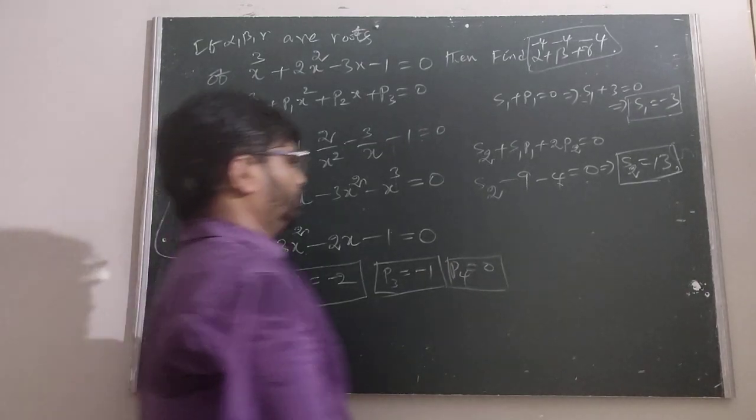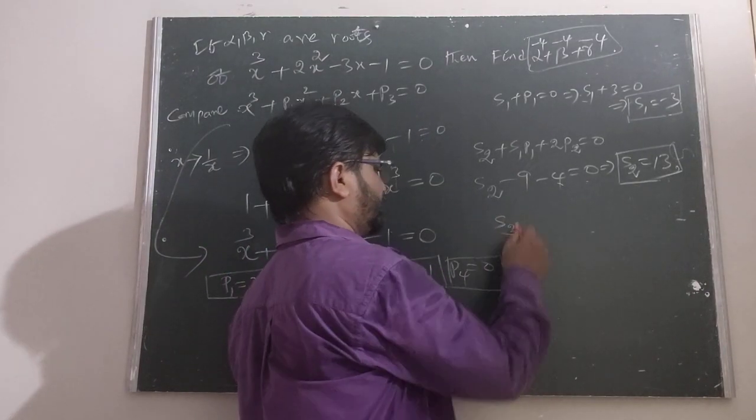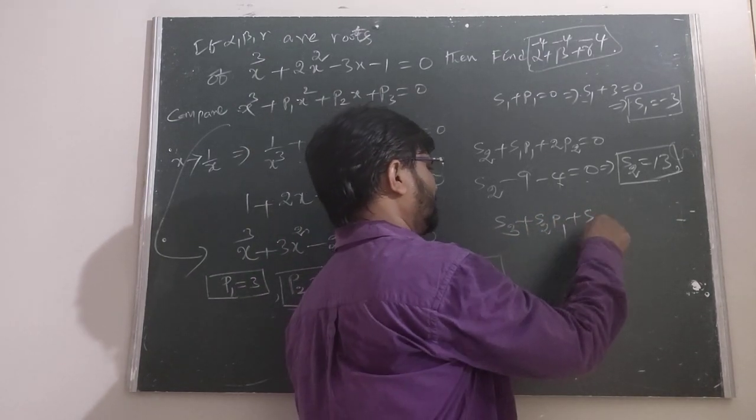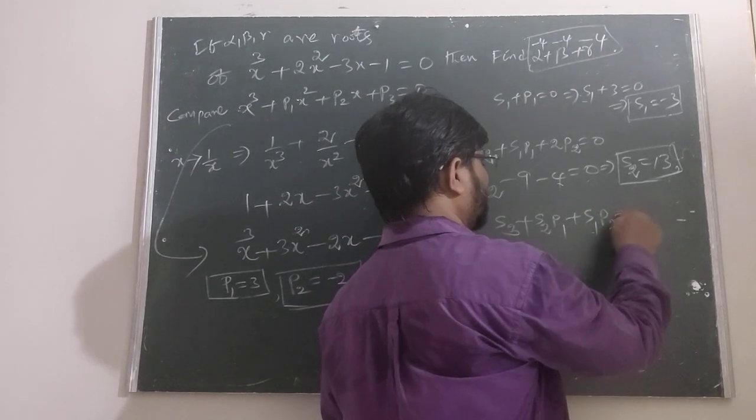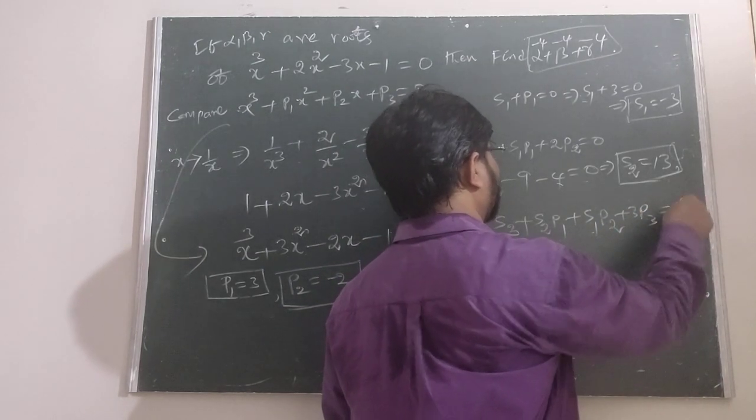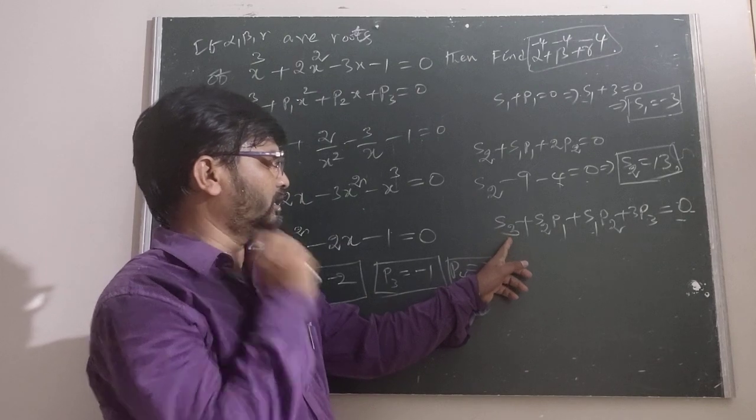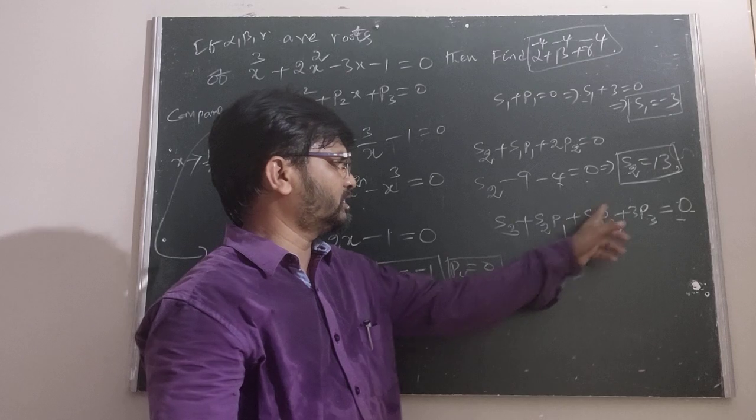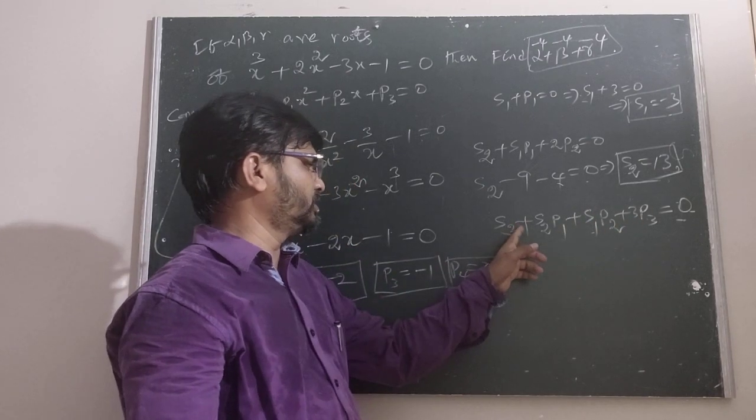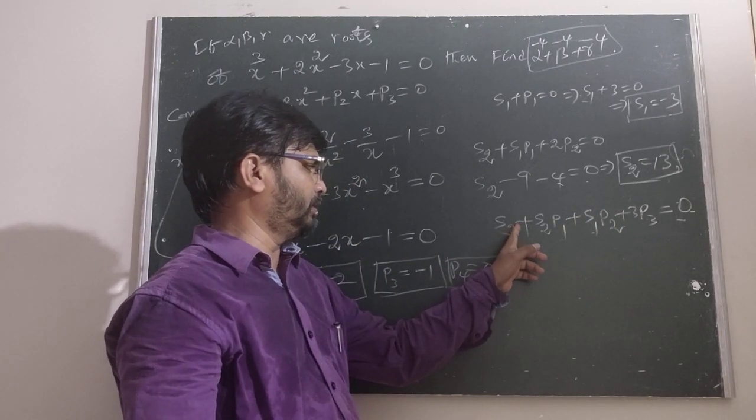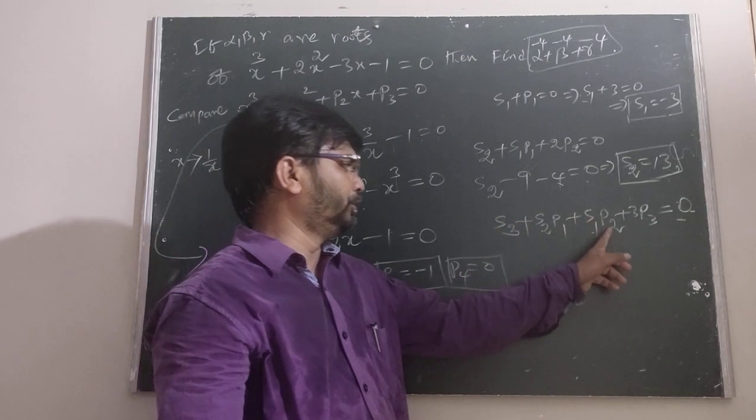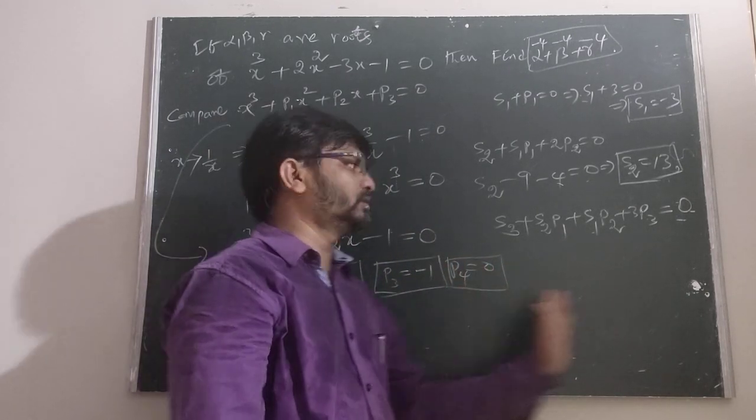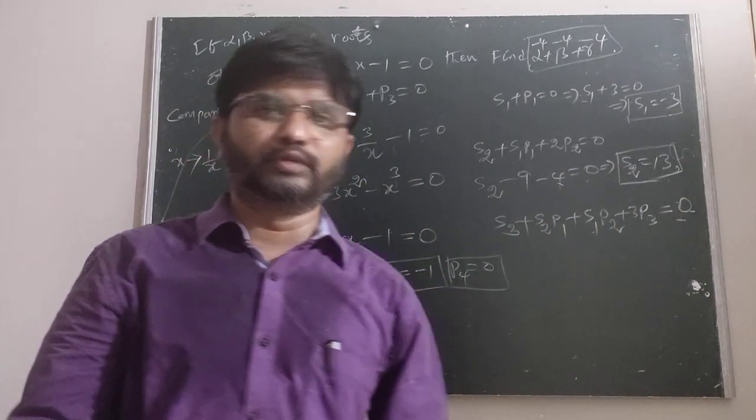Now, from Newton's method, to find S3: S3 plus S2 P1 plus S1 P2 plus 3P3. We observe here that first you can write S3, then S2, then S1, and the last term does not contain S. The first term does not contain P, after that P1, then P2, then P3. So S is decreasing and P is increasing. That is our simple observation.